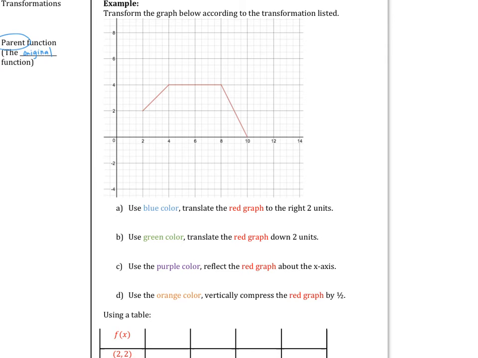B, use the green color, move this red graph, so the original one, don't change the blue one anymore, the red one, down 2 units. C, use the purple color, reflect the red graph around the x-axis. And then lastly, D, use the orange color and then vertically compress the graph by half. So think about D. D is kind of the most complicated one. So go ahead and try this, pause this video, and try these 4 graphs.